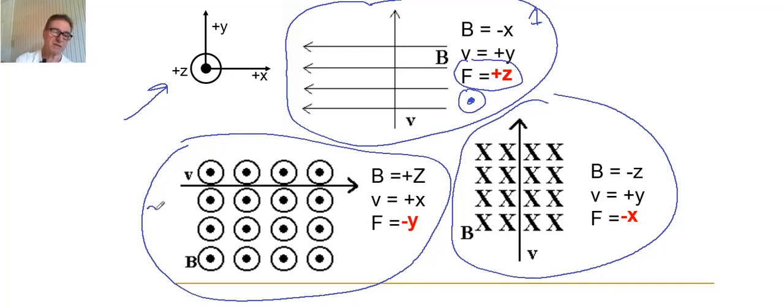All right, let's look at this example. Example number 2 over here on the lower left. What we're given here is, again, the velocity. In this case, the velocity is going from left to right. We have that vector. We have a magnetic field now that's coming out of the page. It's a circle with a dot.